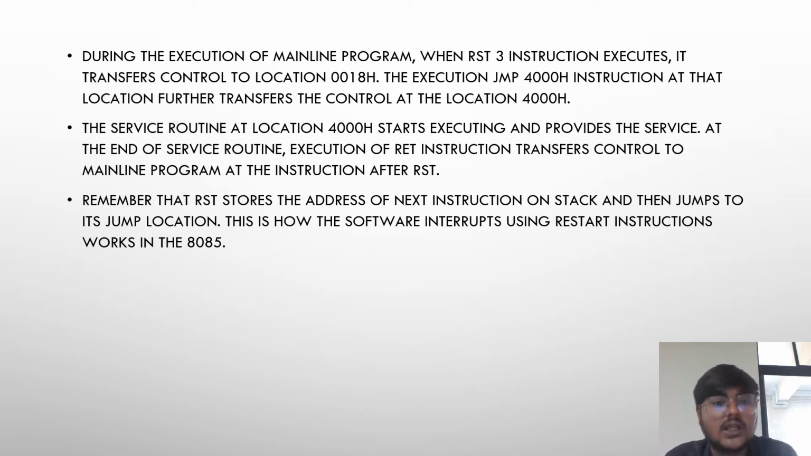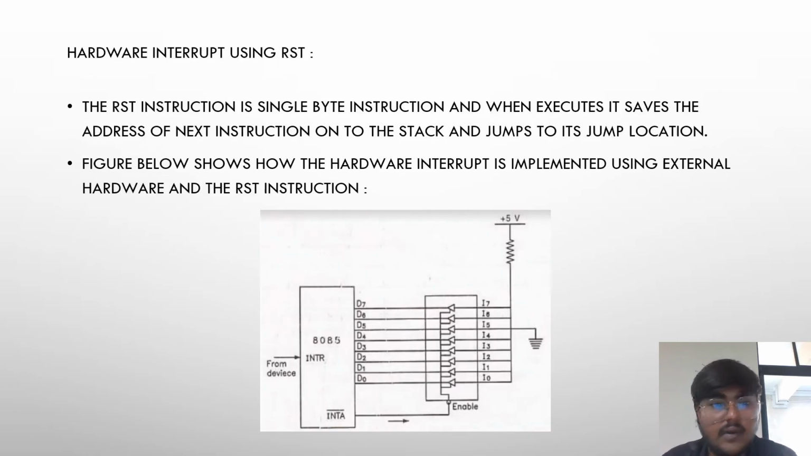The service routine at location 4000H starts executing and provides the service. At the end of the service routine, execution of the RET instruction transfers control to the mainline program at the instruction after RST. Remember that the RST stores the address of the next instruction on the stack and then jumps to its jump location. This is how the software interrupt using restart instruction works in 8085.